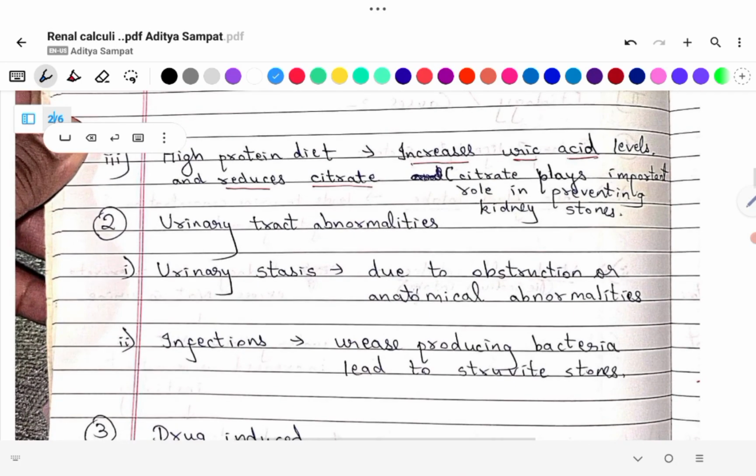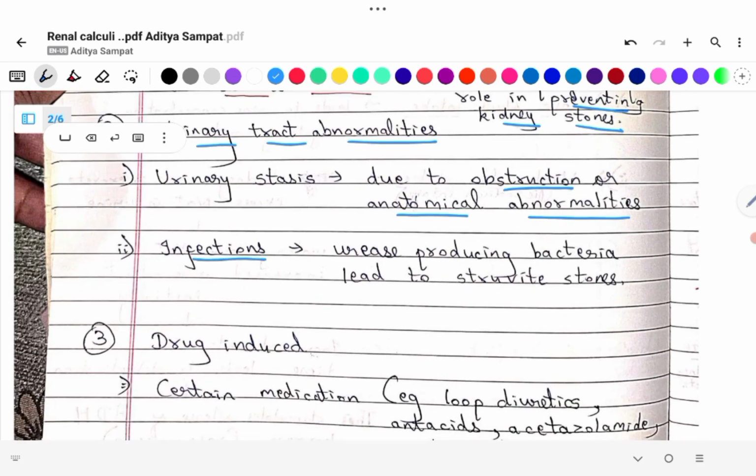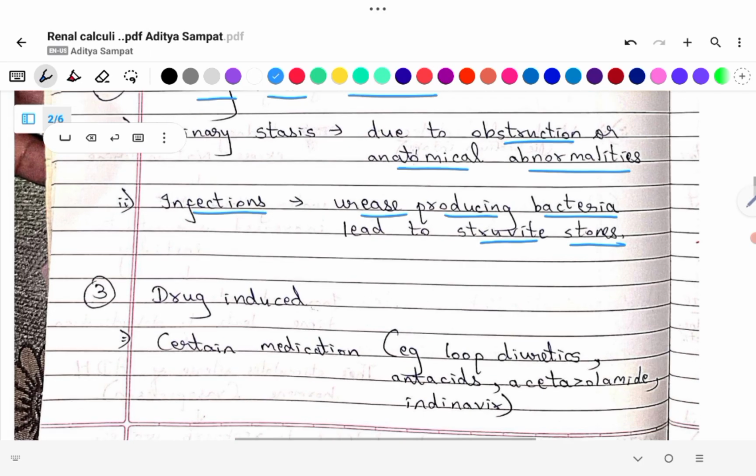Now we move to the next point, which is high protein diet. It increases the uric acid levels and reduces citrate. Citrate plays an important role in preventing kidney stones. Urinary tract abnormalities: urinary stasis due to obstruction or anatomical abnormalities. Then infections: urease producing bacteria lead to struvite stones.